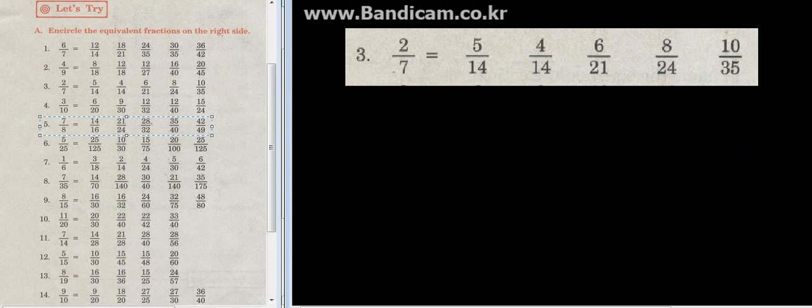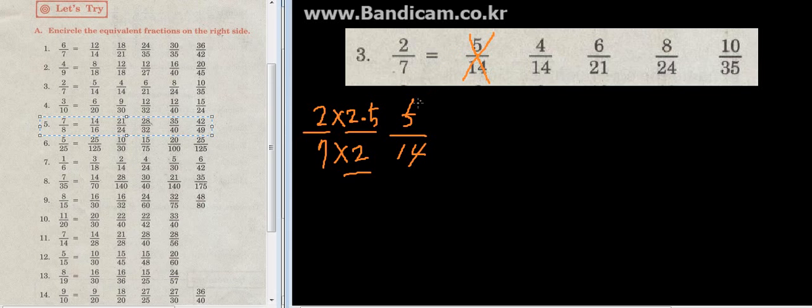Question number 3 is to find the equivalent fractions as 2/7. So let's do the same thing we did in question number 1. We have to multiply 2 by 2.5 to make 5. We have to multiply 7 by 2 to make 14. So we multiply different numbers and we can say this fraction is not the equivalent fraction as 2 over 7.